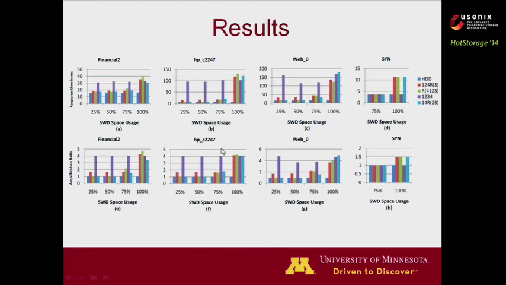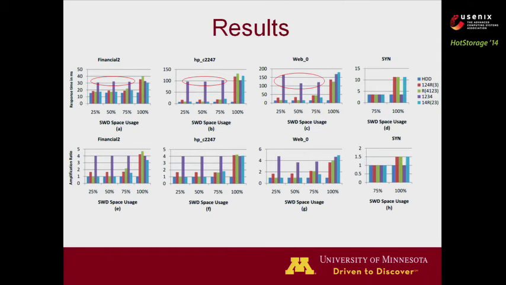The deep blue is the traditional hard drive, and our schemes are the red one, green one, and light blue. The purple one is the conventional. And as we can see here, the conventional is always the worst throughout all the percentages and different traces.